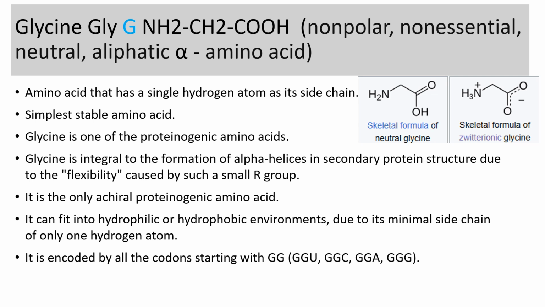Glycine is an exceptional case. You will be asked about glycine at some point in your MCAT, right? So remember that. It is the only achiral proteinogenic amino acid. It can fit into hydrophilic or hydrophobic environments due to its minimal side chain of only one hydrogen atom.